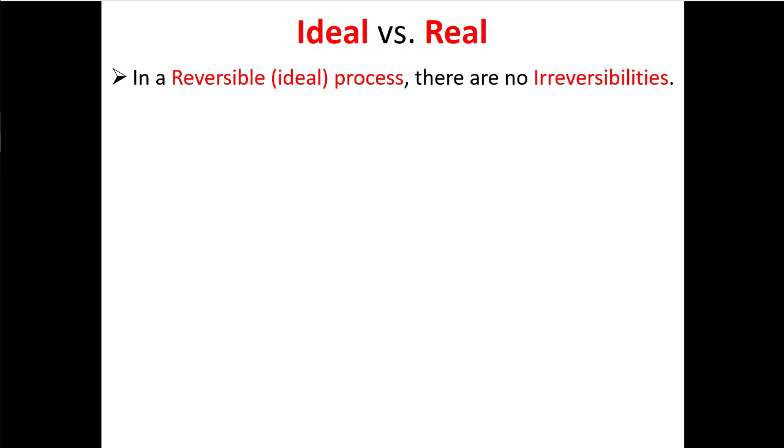A reversible process is a synonym for ideal. If it's an irreversible process, that means it's real, or not ideal. A reversible process has no irreversibilities. It's like saying, I'm just going to assume that friction doesn't exist. That's what we did in high school physics, and we still learned a lot from doing that. So that can be useful.